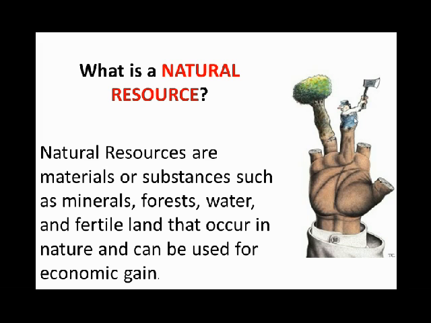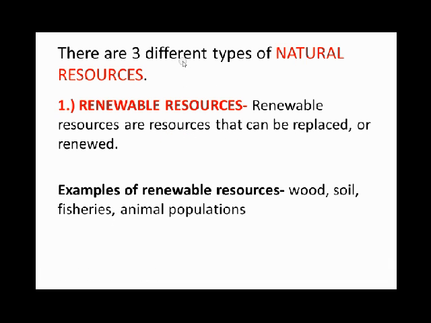Natural resources are materials or substances such as minerals, forests, water, and fertile land that occur in nature and can be used for economic gain. Make sure that you know that definition. There's 3 types of natural resources, so it's not just 1, 3.